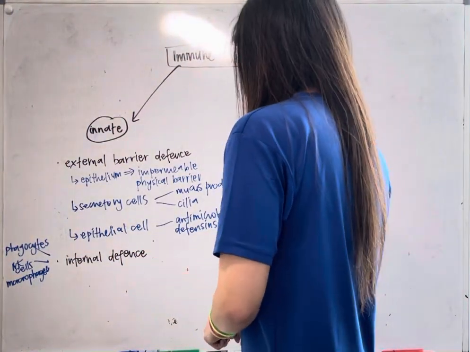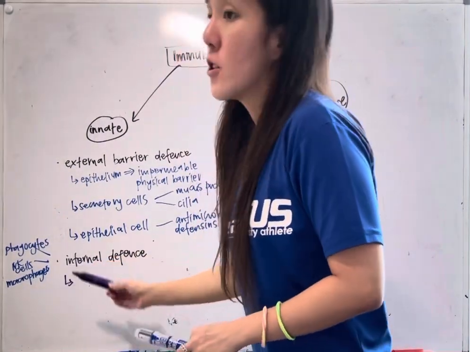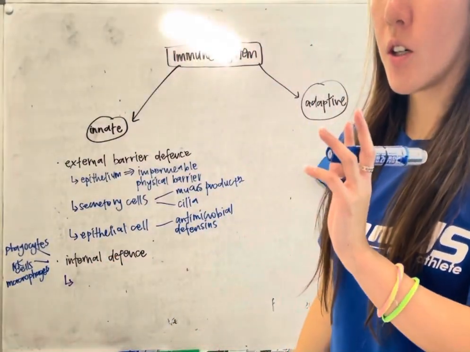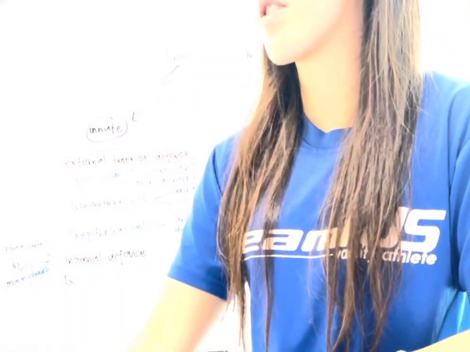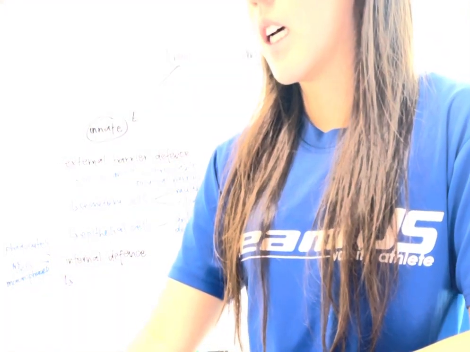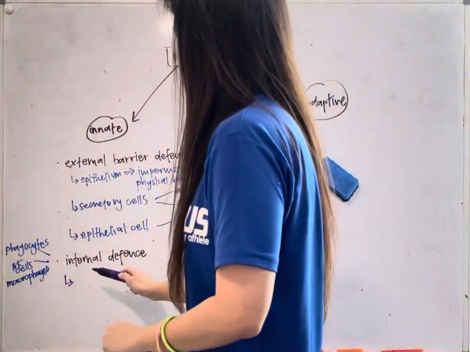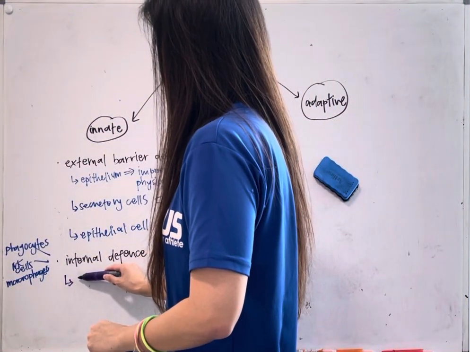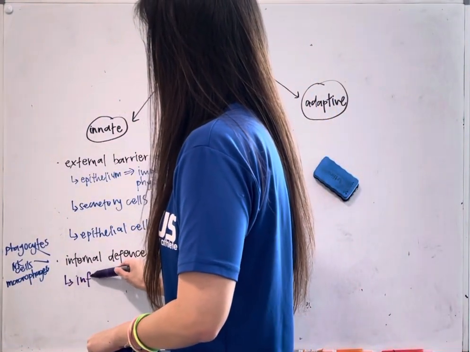So let's talk about the first one. Your internal defense, first thing, so I already mentioned, hopefully you know, is your cytokines and chemokines that are secreted by these macrophages. So we call that your cytokine or chemokine secretion. So let me just write first, this is under inflammatory response.